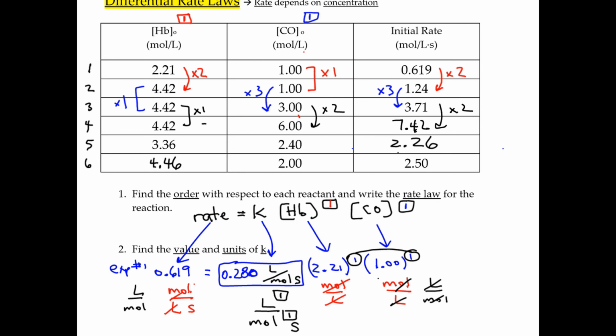If you want to double check it, you could simply use the rate law again and put in the hemoglobin to the first times carbon monoxide to the first times the K we know, and you would also get 7.42 as your final answer.